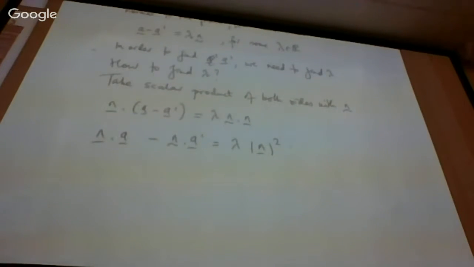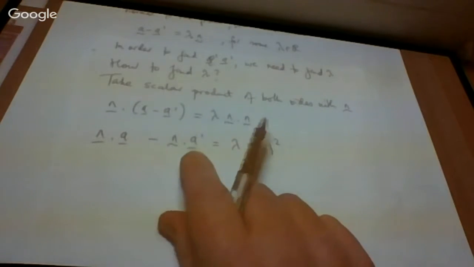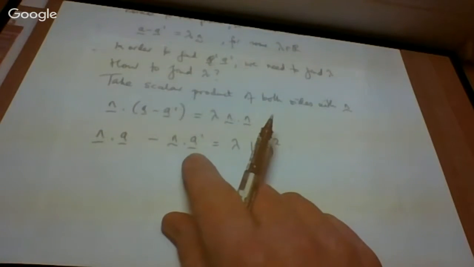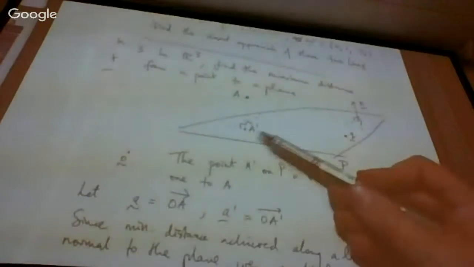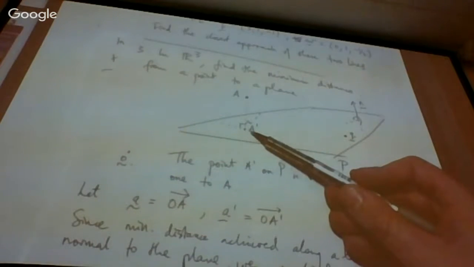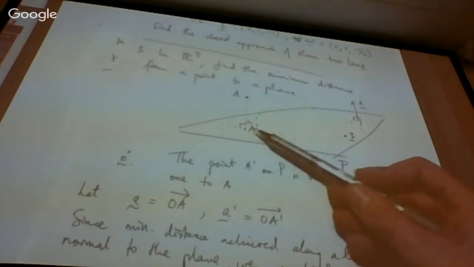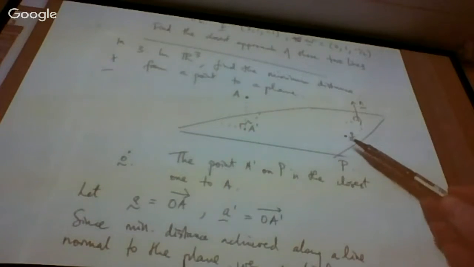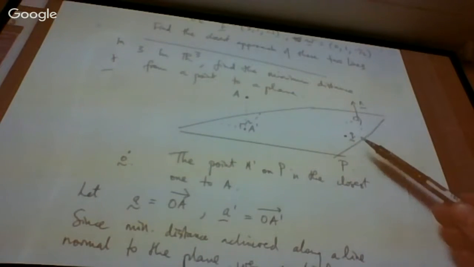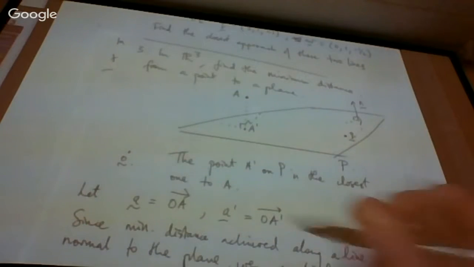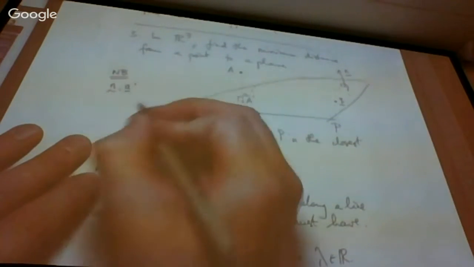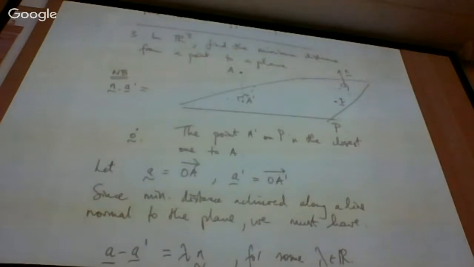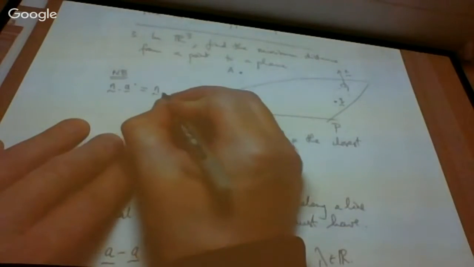Or do we? Well, we don't have to know a prime, we have to know n dot a prime. What is a prime? If you look back to the sketch, a prime is a point on the plane. Now the plane comes with another piece of specification, another fixed reference point. What is n dot a prime? It's equal to something we know. It's equal to n dot q.